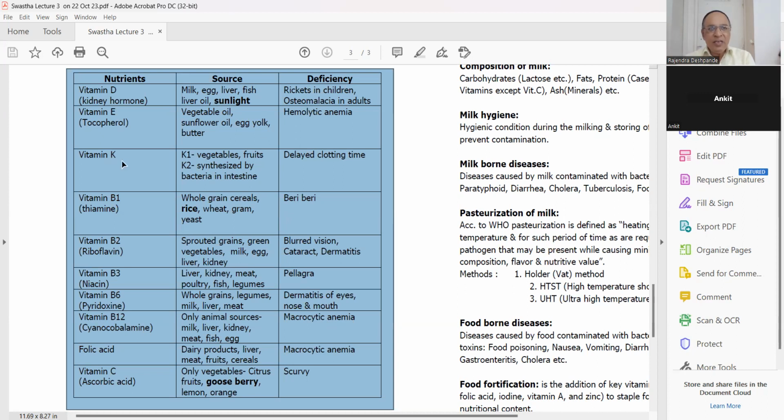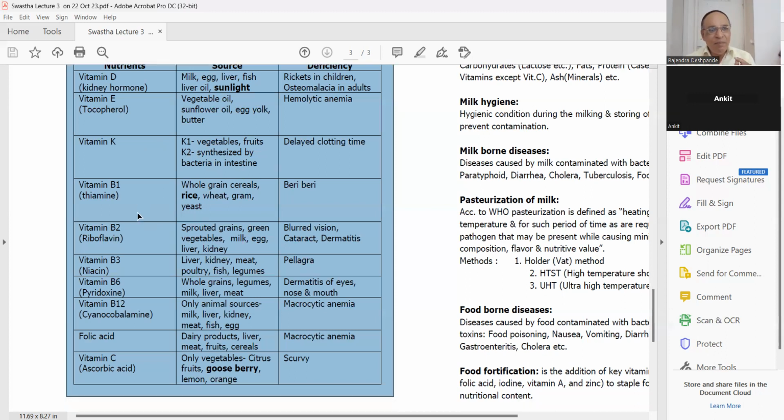Vitamin K is called anti-clotting. Whenever there is bleeding, we have to stop the bleeding. K1 is present in vegetables and fruits. K2 is synthesized by the bacteria in the intestine, so our intestine should be of good quality. Vitamin K is helpful to stop the bleeding. Whenever there is a lot of bleeding, injection vitamin K is also given by the general medical practitioner.